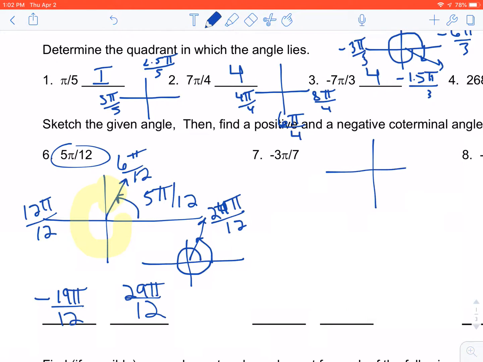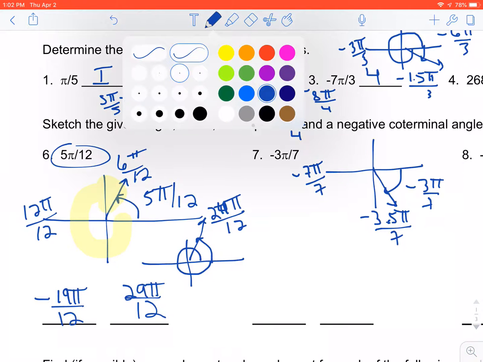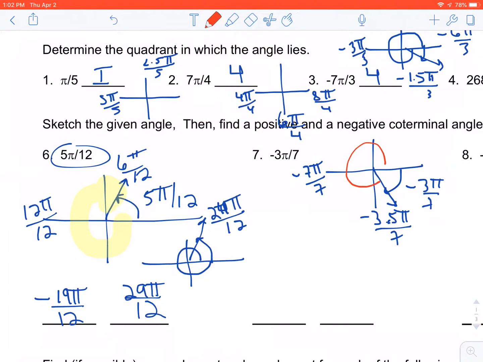Now in the case of negative 3 pi over 7, I'm going to do a negative road map. Remember, 3.5 pi over 7 isn't a nice way to answer a question, but it's just our road map, so we can use that. I'm looking for this in terms of the sketch. Now if I want to find a positive angle, all the way around is 14 pi over 7. I've used up 3, so I'm left with 11 pi over 7 in the positive direction.